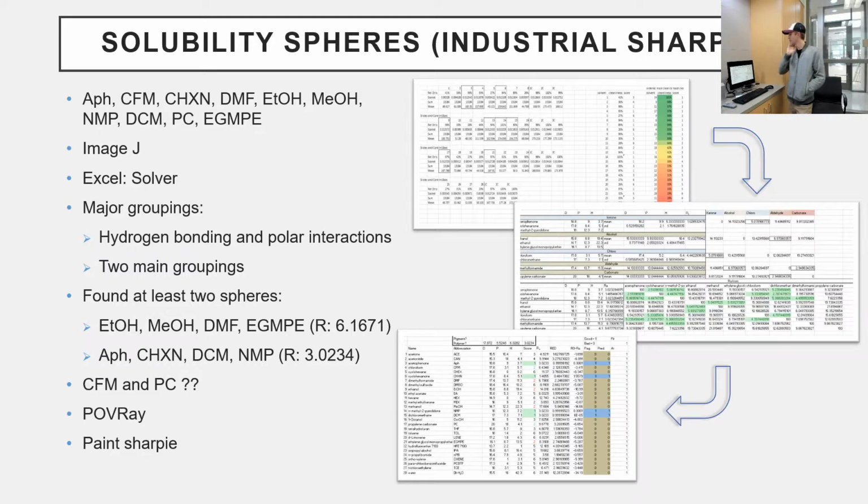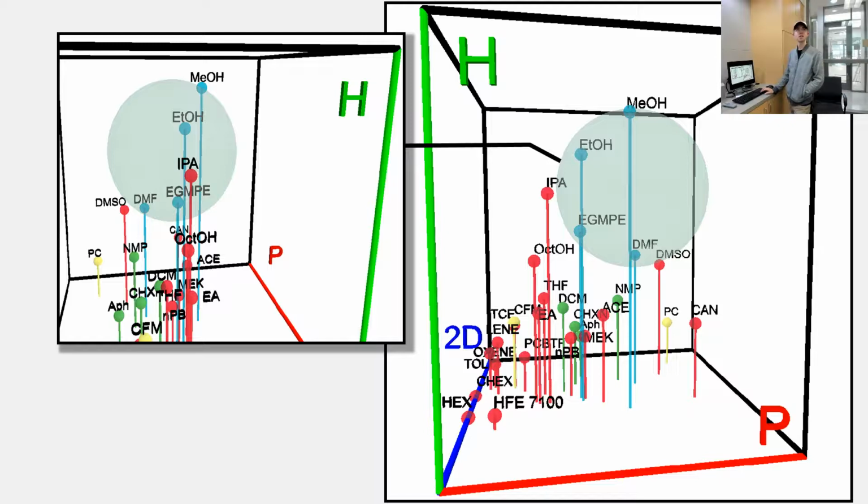Then I used POV-Ray to create a diagram of it. So this is what I created with POV-Ray. You can see this is the first sphere. We have methanol, ethanol, ethylene glycol monopropyl ether, DMF. I have the first sphere all in blue, and all the bad solvents are in red. Then you can see down here there are green spheres. Those are part of the second sphere, which is shown right here.